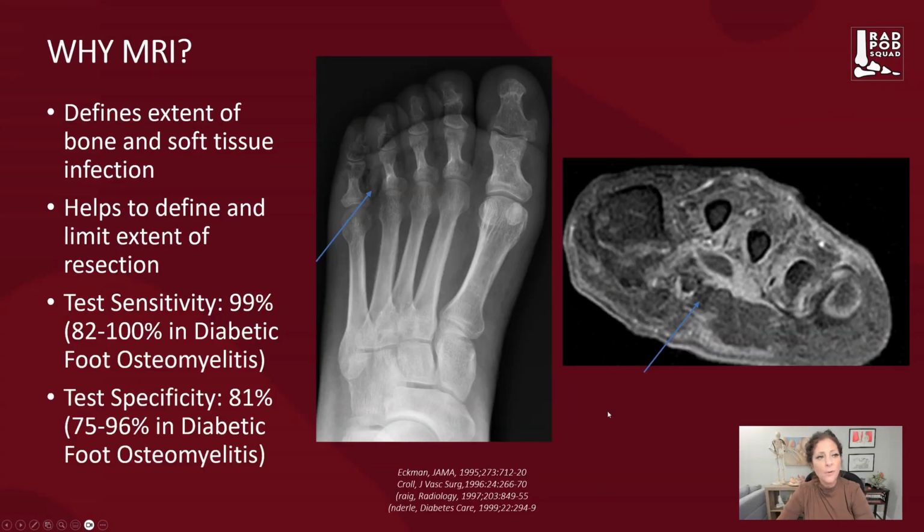So why do we perform MRI? The purpose in the diabetic osteomyelitic patient is to define the extent of the bone and soft tissue infection. This can help guide the surgeon preoperatively and also can help us follow the case. The sensitivity in MRI, very high, upwards of 99%. It does have a range in diabetic feet. Specificity, the ability of the test to detect the disease when it's present, 81%.